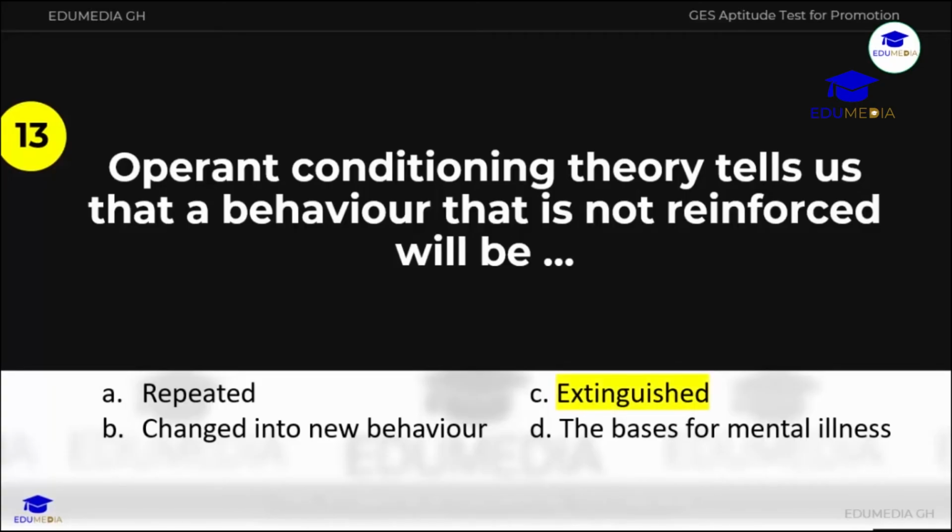Extinguished. Operant conditioning is also known as instrumental conditioning. It's a type of learning in which the consequences of a behavior determine whether it will be repeated or not. According to this theory, behaviors that are followed by positive consequences, such as reinforcement, are more likely to be repeated, while behaviors that are not reinforced will eventually be extinguished. This means that a behavior that is not reinforced will become less and less frequent over time until it stops altogether. This process of extinction is an important aspect of operant conditioning theory.